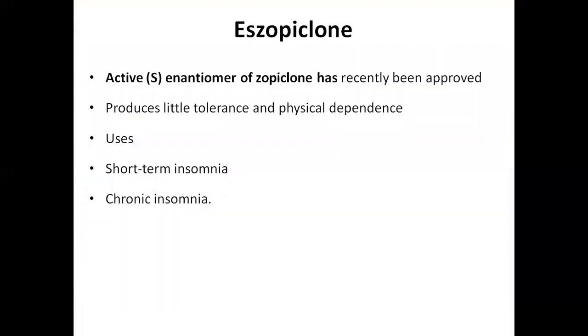Coming to S-Zopiclone, it is the active S-enantiomer of Zopiclone, which has been approved for the treatment of insomnia because it has little tolerance and physical dependence. Mainly, it is used in the treatment of short-term insomnia as well as chronic insomnia. Chronic insomnia is when it is present for more than 3 weeks or 21 days, whichever we can take.